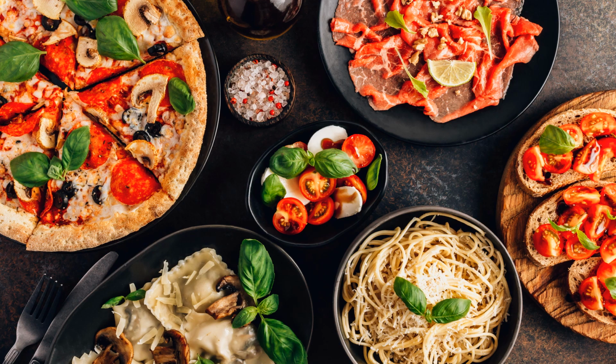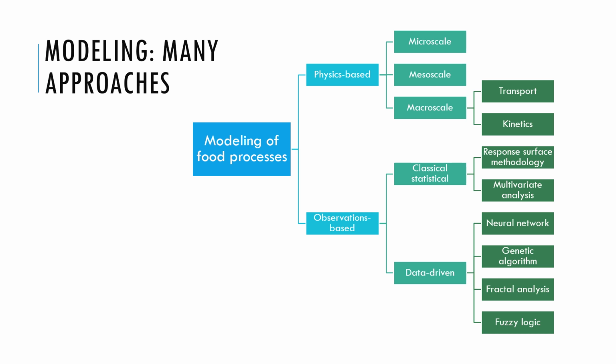To remind ourselves, our context is modeling of food processes. So there are, of course, many ways to model, and all those different approaches can be broadly grouped into two, physics-based or observation-based, also known as data-driven. Physics-based models follow from fundamental physical laws such as conservation of mass or conservation of energy.